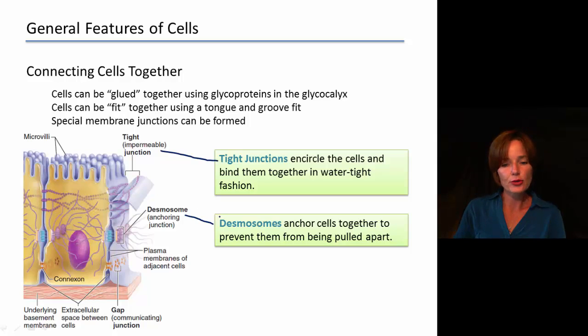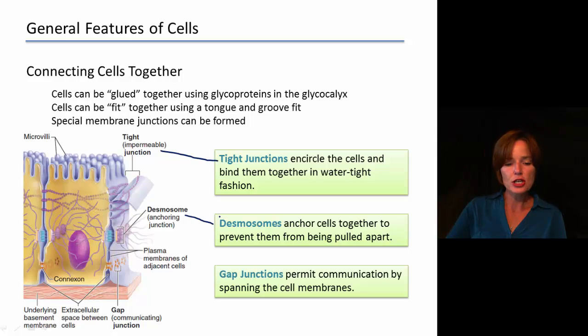Desmosomes are for really anchoring or tying cells together so that they are hard to pull apart. And then the third one that we want to mention here is the gap junction. Gap junctions are for communication because they will allow molecules to actually pass from one cell to the next. And so these tiny little communication tunnels are really going to help the cells to respond to each other and whatever happens to be their current situation. So those are our cellular connections.